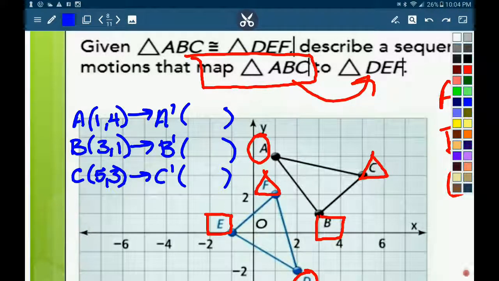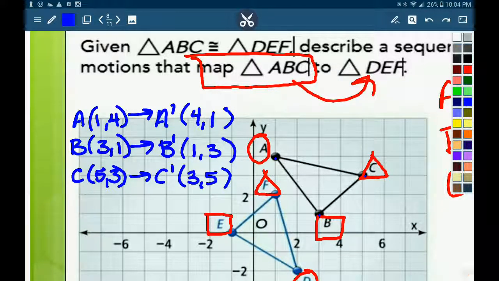So if I flip 1 and 4, it becomes (4, 1). (3, 1) becomes (1, 3). And (5, 3) becomes (3, 5). And then all 3 of these points, A, B, and C, are in the first quadrant.